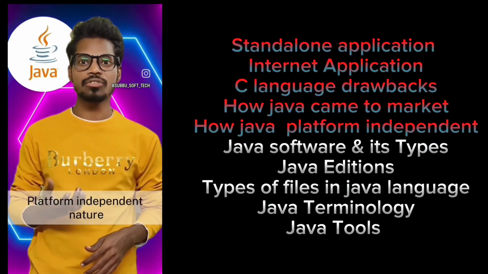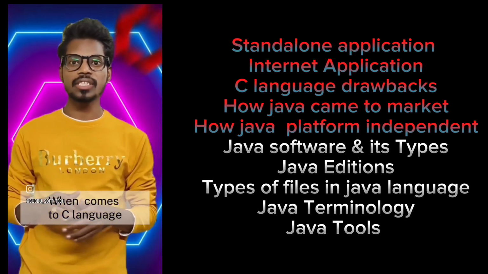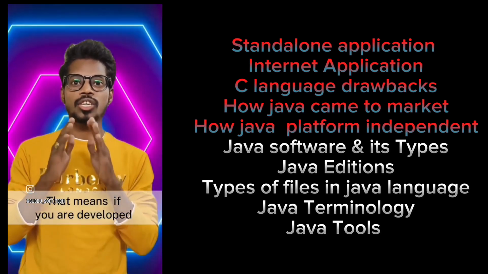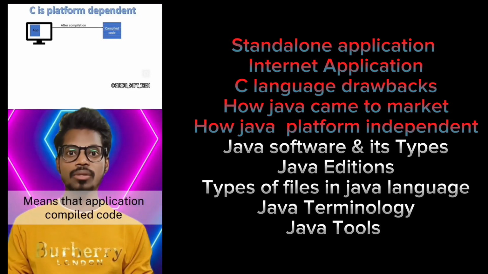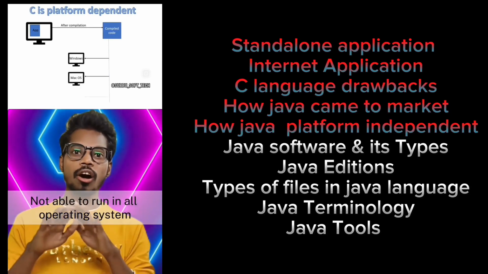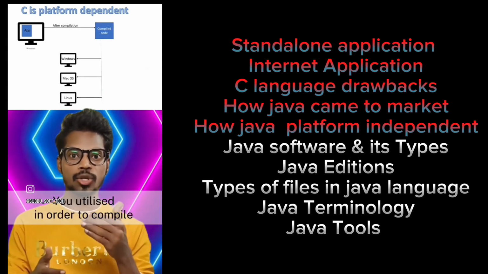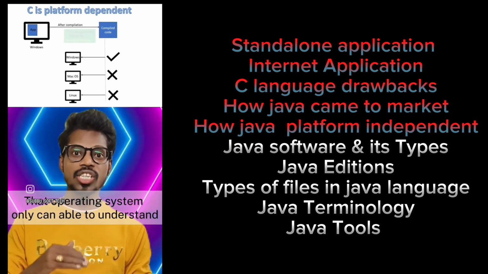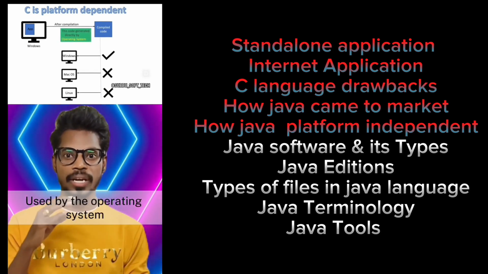How does Java achieve platform independence? C language comes with platform dependence. That means if you develop an application using C language, that application's compiled code is not able to run on all operating systems. Only the operating system you used to compile can understand it, since C language applications are used directly by the operating system.